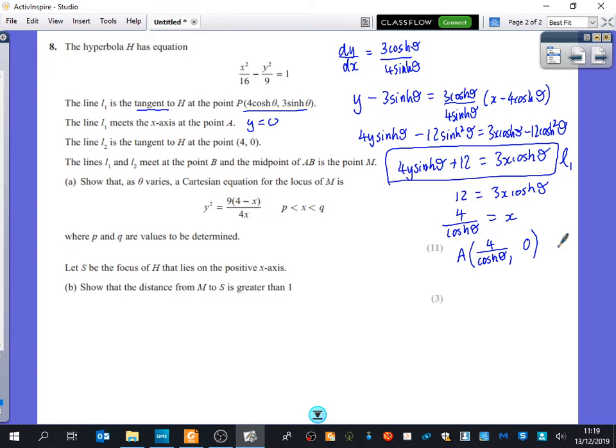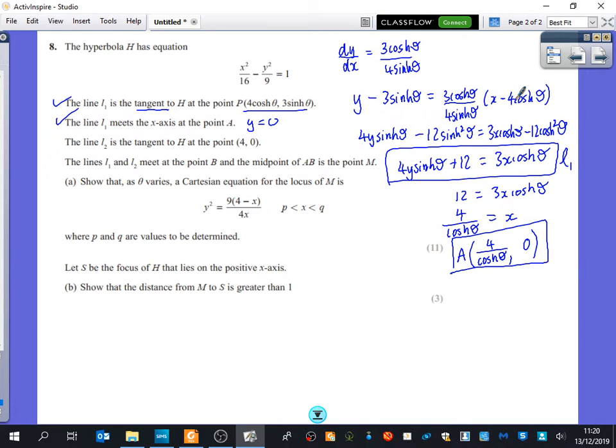Do you see how we're just working through the question line by line? And I'm going to put a box around that because I think that's going to become more useful. Okay, we've dealt with this bit, we've dealt with this bit. And it now says the line L2 is tangent to H at the point 4, 0. Now you don't need to go back up here and substitute in values.